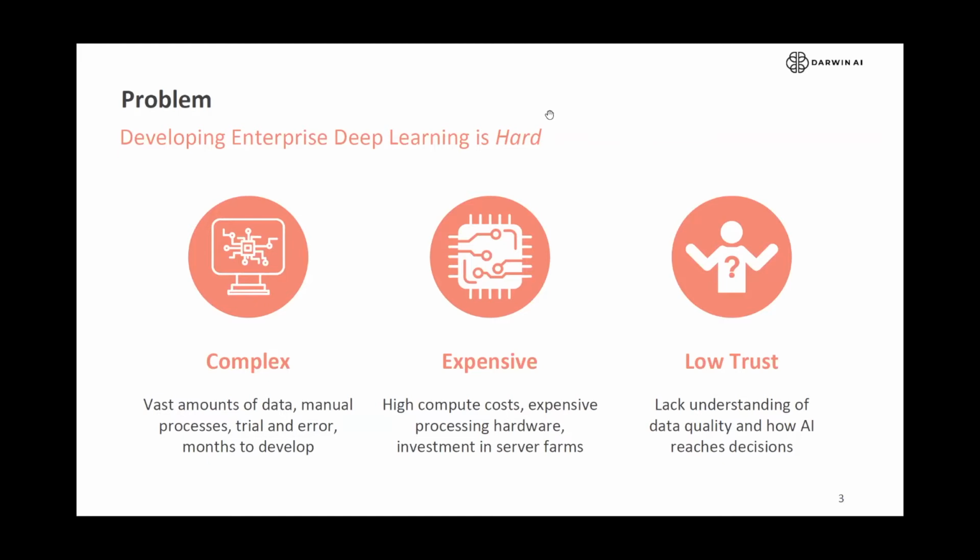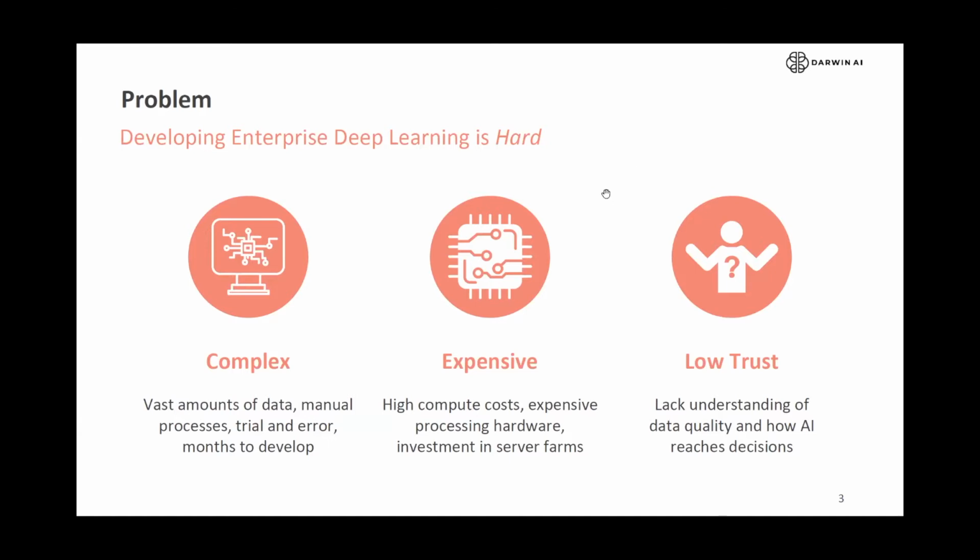If you somehow manage to build something that is functional and meets your accuracy requirements, one of the hard parts is now you need to deploy it. That's where the high computational complexity, cost involved, and investment in server farms are needed for deep learning in the enterprise, whether for the edge or for the cloud. So you've managed to build it, but you can't deploy it. Suppose you get through both of these hurdles. Now you have the third hurdle, a low trust issue: there's a lack of understanding of data quality and of how AI, especially deep learning, reaches decisions. So there's the whole black box effect.